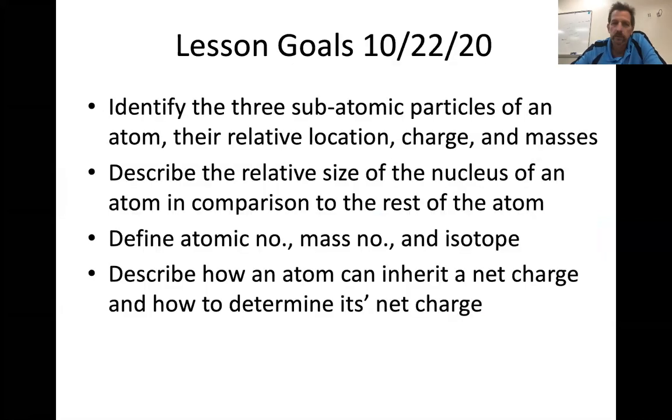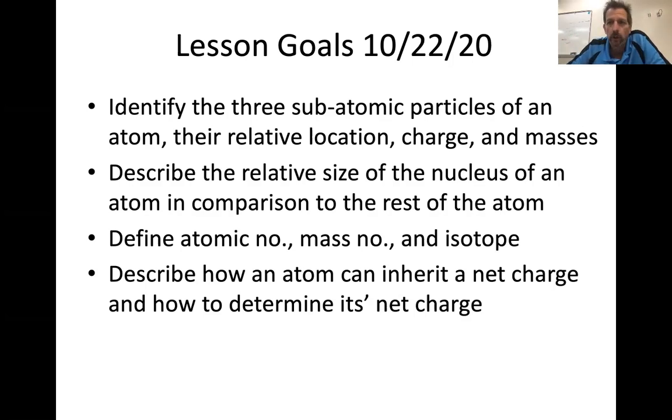So today's lesson has some very specific goals in mind, and these 4 goals are what I have in mind. First thing, we ought to be able to identify the 3 subatomic particles. That should ring a bell. Our protons, our neutrons, our electrons. Those are our 3 subatomic particles. What is their relative location? Where are they found in an atom? Where do they live or reside?